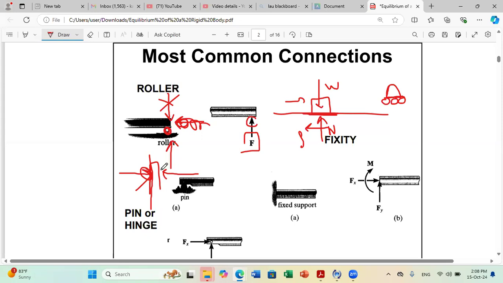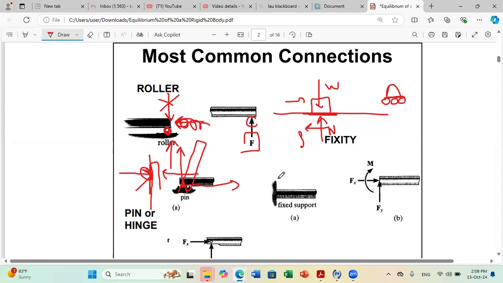Okay. Now, what about the pin? If you put a pin here and you have a rod attached to it, a pin will not allow you to move horizontally, will not allow you to move vertically. If you have a pin, you can just do what? You can just rotate. So a pin cannot prevent rotation, but it can prevent motion in both X and Y.